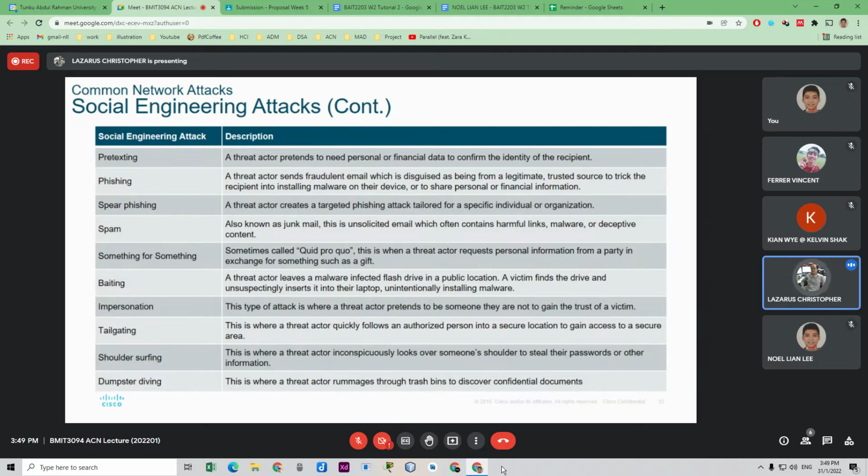Phishing. A threat actor can send a fraudulent email. The email looks exactly like an official email, like a legitimate, trusted email. Then they trick you into installing malware on your device. Let's say they already found out that the organization is using Google Drive and Google apps. Then they pretend that this email is coming from Google, and they say, oh, we detect that in order to upgrade your Meet, can you install this Meet software?